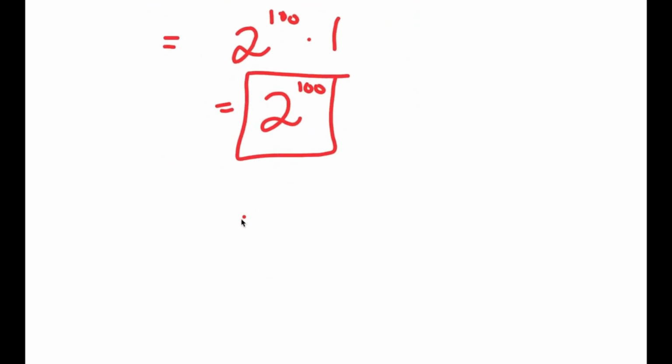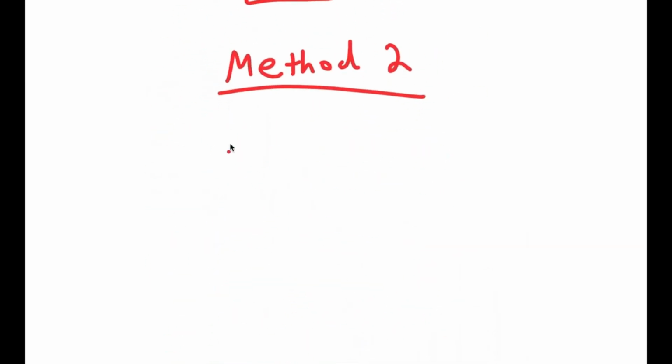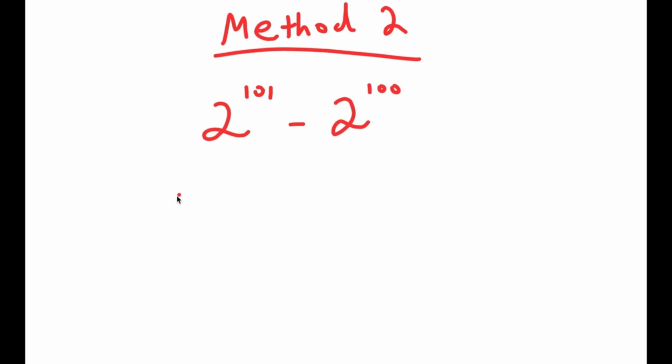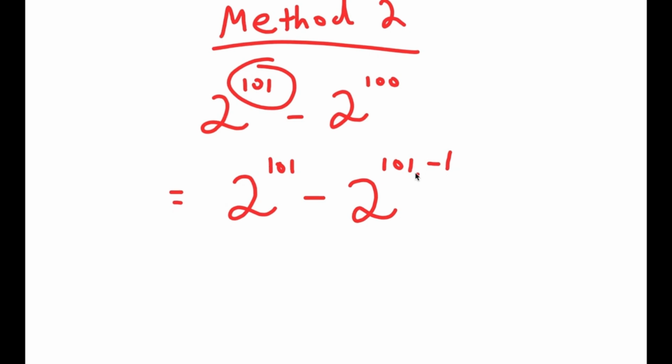Now, there is actually another method of solving this problem. So going back to the problem, I have 2 to the power of 101 minus 2 to the power of 100. Before, I rewrote 101 as 100 plus 1, but how about I rewrite 100 as 101 minus 1? So now I get 2 to the power of 101 minus 2 to the power of 101 minus 1.